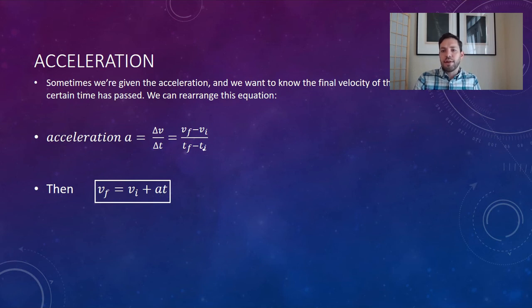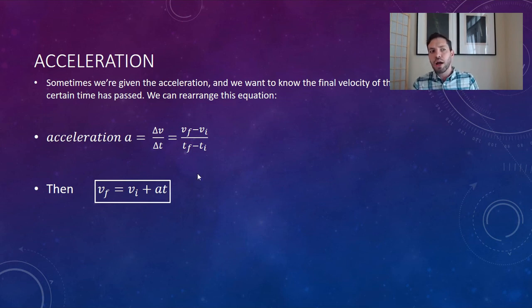The T final and T initial sort of disappear, because most of the time our initial time is just going to be 0. So we're really just looking at this final time. That's why I'm just writing T, to simplify it. So this equation is a really good way for us to look at how fast we started, how fast we end up going, how much we're accelerating, and how much time we're accelerating for.